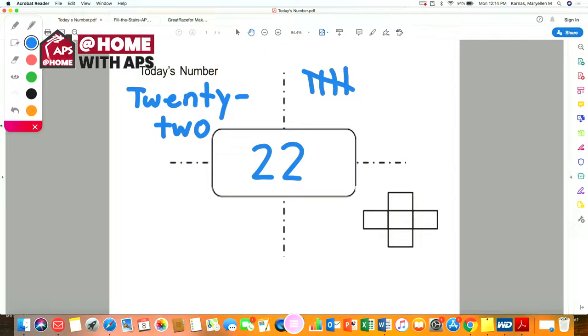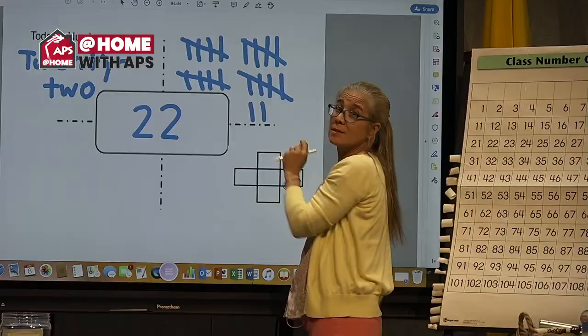1, 2, 3, 4, 5. So I'm going to make another one. 5. And then we'll check and see if I have enough yet for our number of today. So this is 5, 10, 15, 20. Is that enough? Nope, I need 2 more. 21, 22. We could also count them by ones just to double check, right?